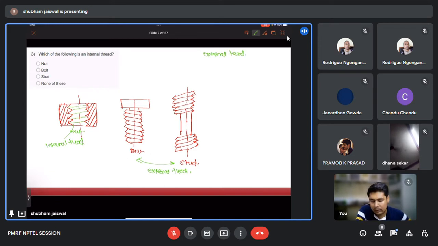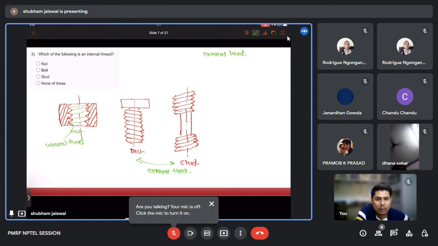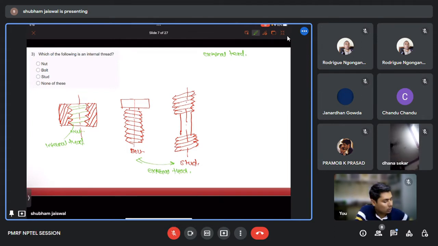When a thread is formed on the external surface of the workpiece, it is known as an external thread, and when the thread is formed on the internal surface of the workpiece, it is called an internal thread. So in the case of a nut, only the internal thread is formed. So that's why the correct answer to this question will be nut.